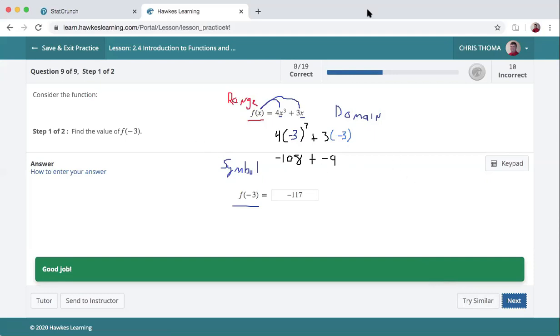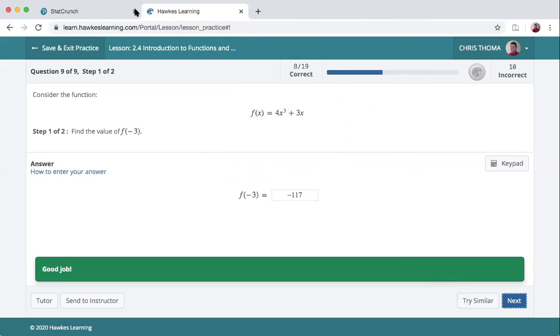Some ones that are a little bit harder. So let me get rid of my drawings here. We'll go back to our whiteboard.